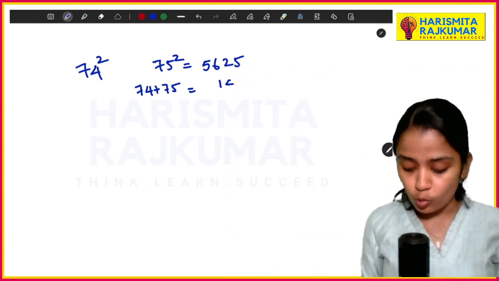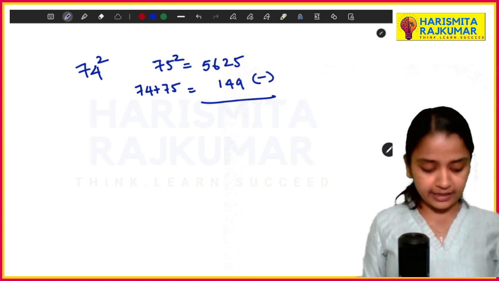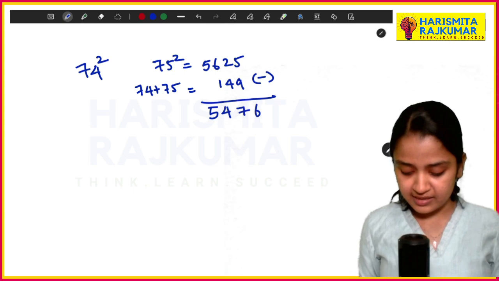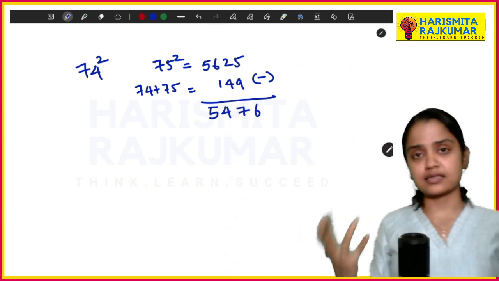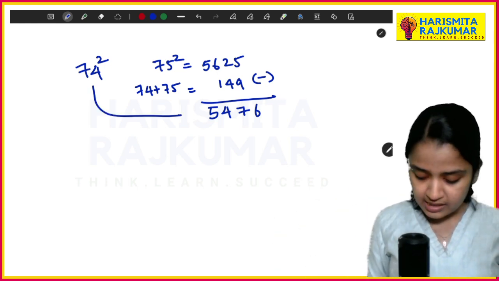Then I have to add 74 and 75, the number and the successor. I will be getting 149. So now simply I have to subtract it. When I subtract it, I'll be getting 5476. So you know the numbers ending with 4, the square numbers will be ending with 6, right? So this is your answer.